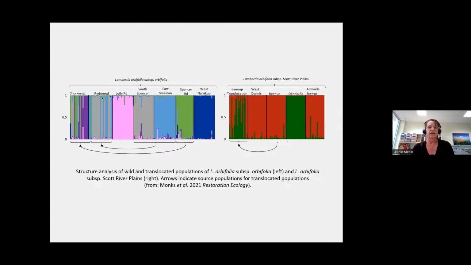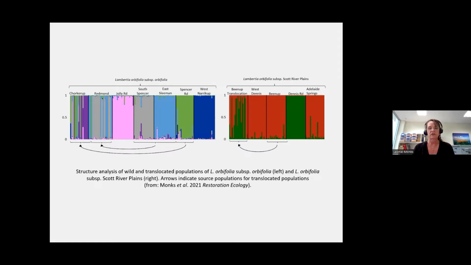We also used the genetic data to do a structure analysis. The analysis supported here the taxonomy of the 2 subspecies, but within each subspecies there were 2 different patterns. Lambertia orbifolia Scott River Plains showed little differentiation between wild populations, with the exception of 1 small population, the one shown in green, whereas within Lambertia orbifolia there was a lot of genetic structure, with each wild population genetically differentiated from each other.